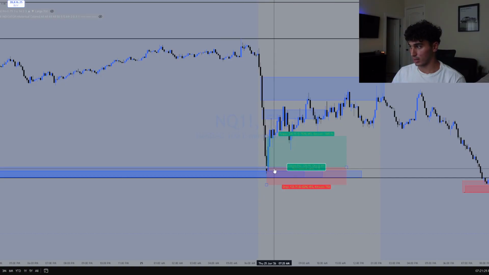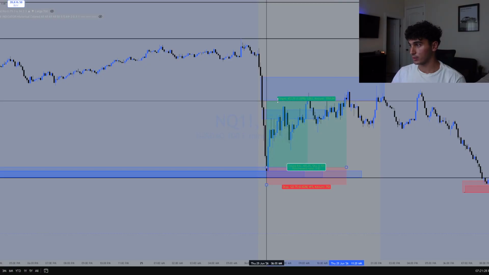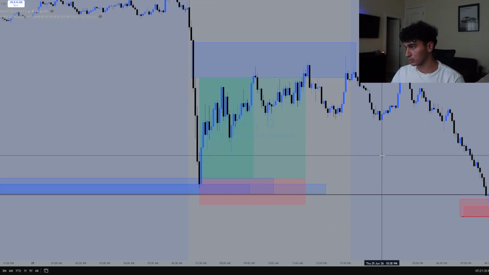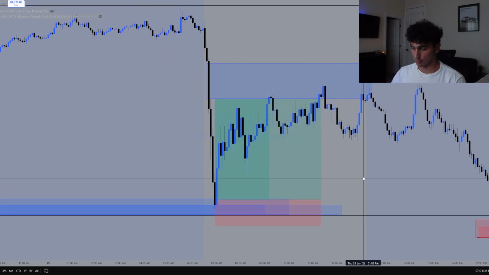Once we start to get good signs of buying, once we tap in, we can target this bearish 5 minute FVG up here, and you can see the trade hits beautifully.